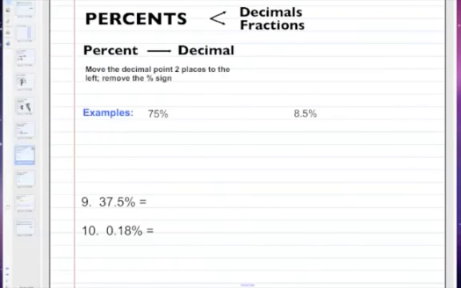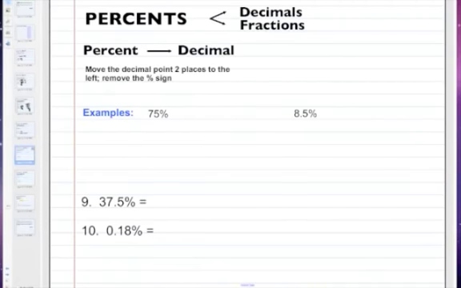If you want to change a percent to a decimal, you're really just doing the opposite of going from a decimal to a percent. To go from a decimal to a percent, we would multiply by 100, which essentially means moving the decimal point 2 to the right. Well, now we're just going to do the reverse. We're going to move the decimal point 2 places to the left. It's the same as dividing by 100. And we simply remove the percent sign.